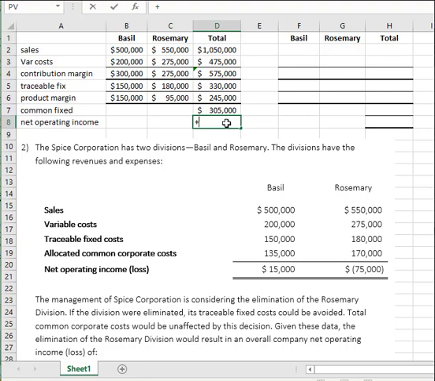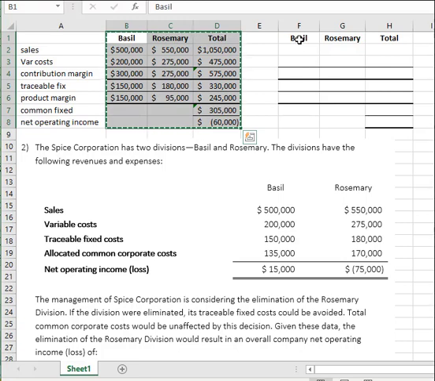And so if we then took that product margin and subtracted the total common fixed, we would get a loss of 60,000, which is, you can sort of visually see that if you took both of those product lines together, you'd have a loss of 60,000. And they then are thinking about eliminating Rosemary. So what would it look like if they eliminated Rosemary?